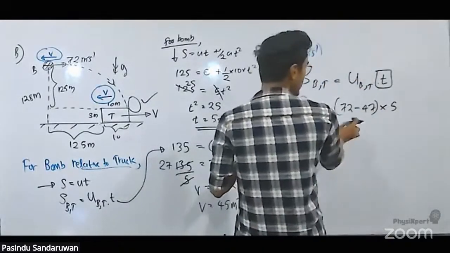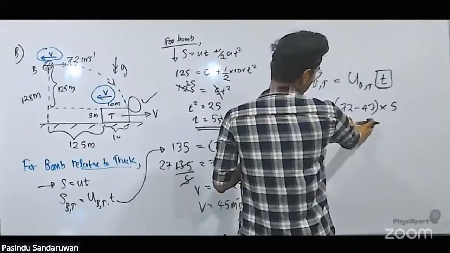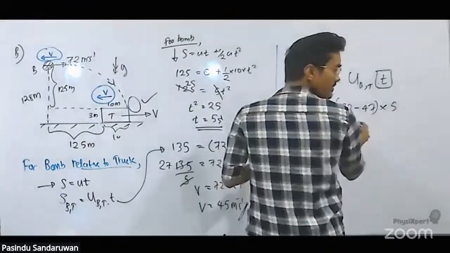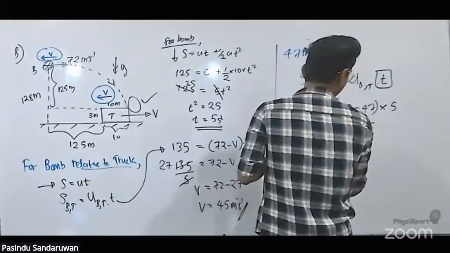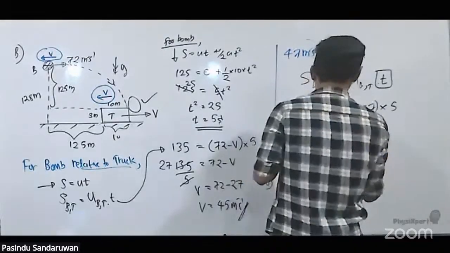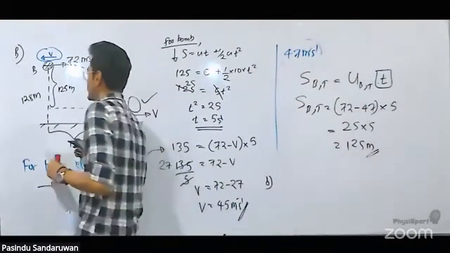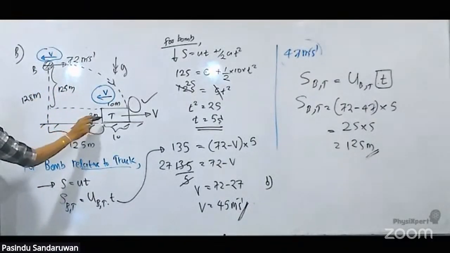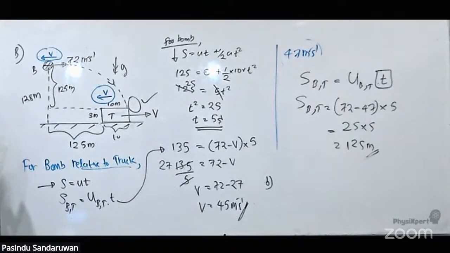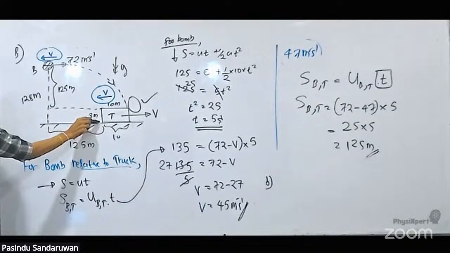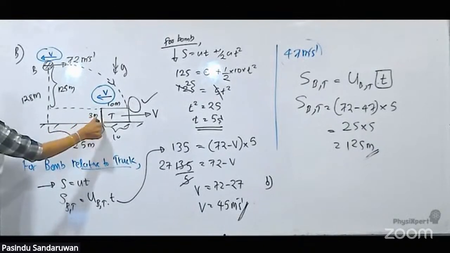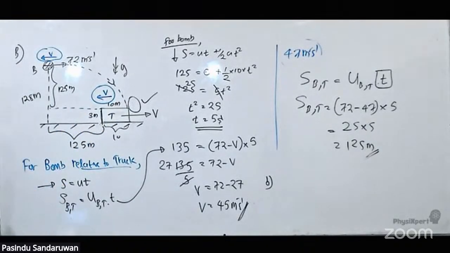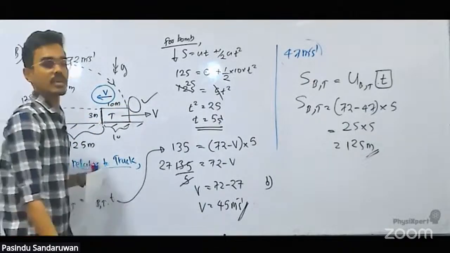Without checking, you can't say. What is the value here? 72 minus 47 is 25, right? 25 times 5 is 125 meters. Now what is happening? 125 meters means it is going to land at this point. It is not going to destroy the truck. It is not going to completely destroy the truck. You need to check like that.